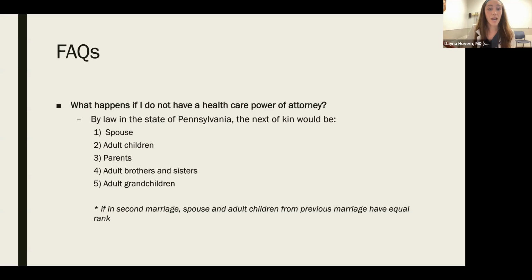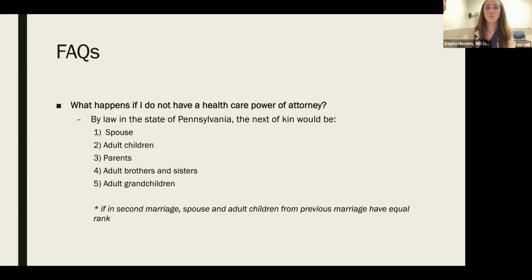And then this question. So what happens if, God forbid, you got so sick, you weren't able to do this paperwork? Who would be your medical power of attorney? So in the state of Pennsylvania, the next of kin takes over responsibility for your medical decisions. That would be if you are legally married and have a spouse. Second would be adult children. Third would be parents, if they still happen to be around. Then it would be adult brothers and sisters, and then it would be adult grandchildren. If in the event that you're in a second marriage, your current spouse and your adult children from the previous marriage would have equal decision-making responsibilities.